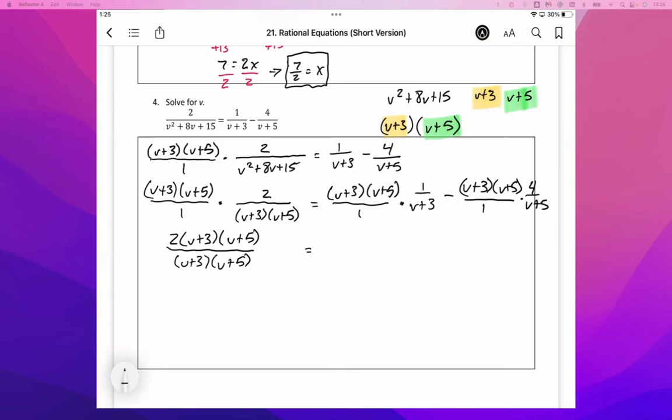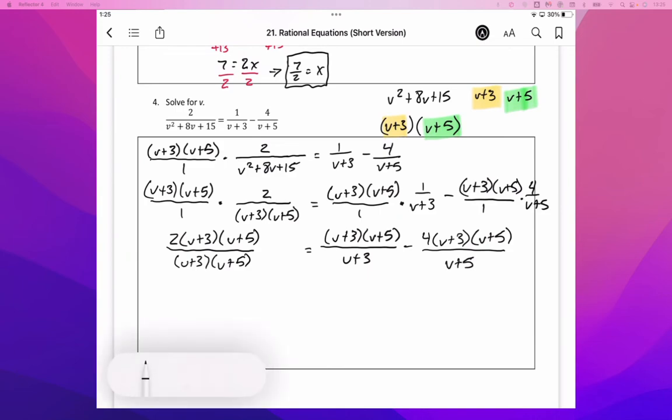Super nasty looking thing. All right, so v plus 3 times v plus 5 times 1 is v plus 3 times v plus 5 over v plus 3. And we've got a minus 4 times v plus 3 times v plus 5 over v plus 5. Wowzer. So these v plus 5s are going to cancel each other out, and these v plus 3s are going to cancel each other out, and these v plus 5s are going to cancel each other out. So will these v plus 3s. I know that some of my v's look like u's. Please don't let that confuse you.